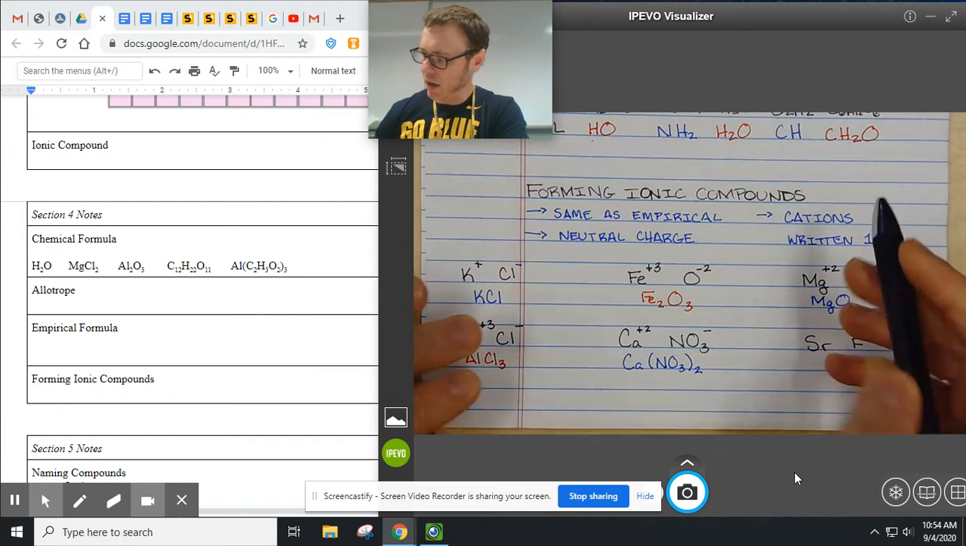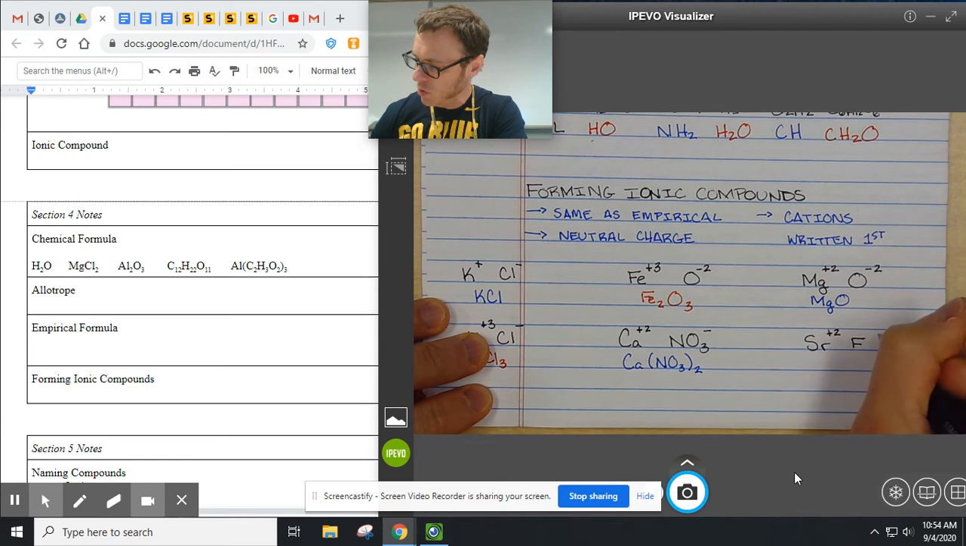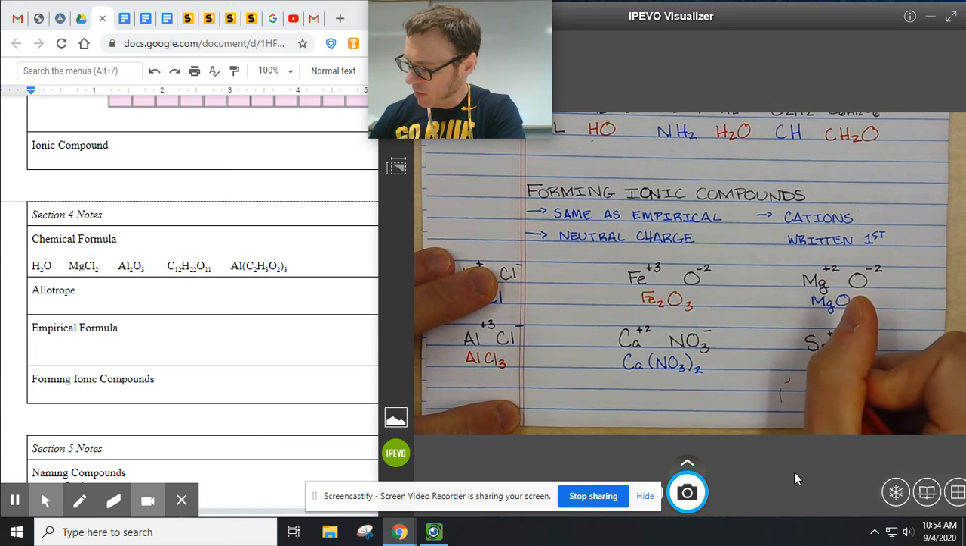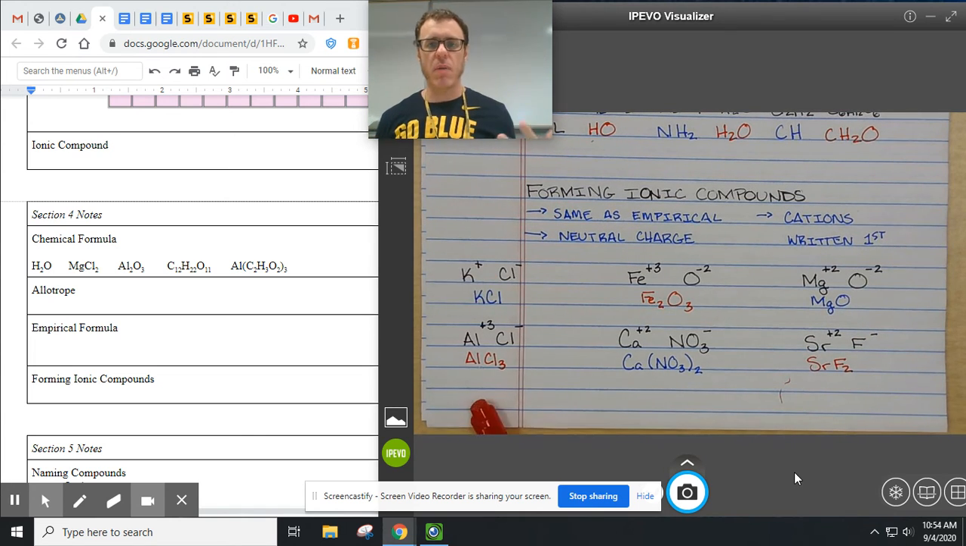As we jump over here, Sr, if we look on the periodic table, that's +2. Fluorine's -1. And what we get here is SrF2. And that's how we make ionic formulas. We will do very many practice problems here. All right, so we're going to do a lot of practice. So don't worry, we will go over it.